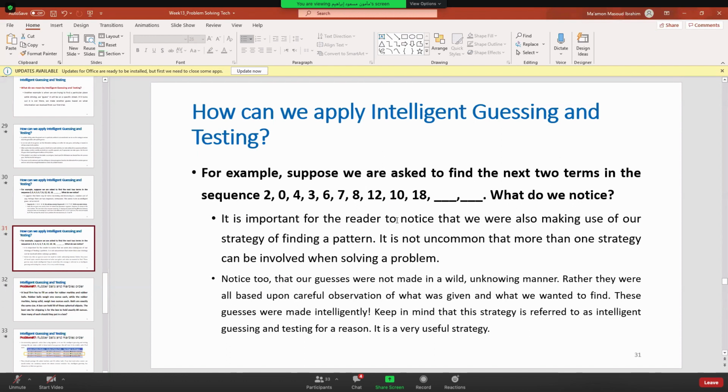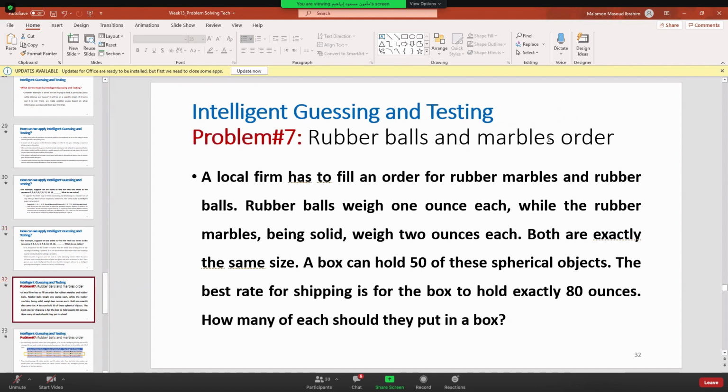Now I will go to the next slide or the next problem here. That's good. Thank you, Abdullah. I will go, inshallah, to the next slide, which is 32. Now, here we have, guys, a local firm that has to fill an order for rubber marbles and rubber balls. So we have here two pieces.